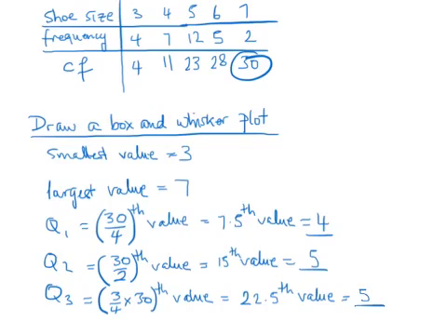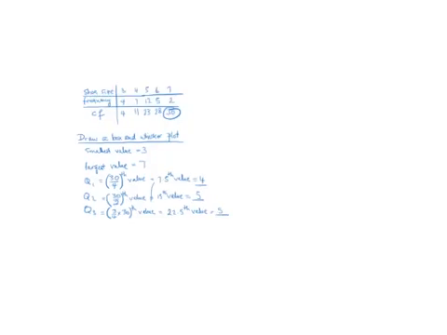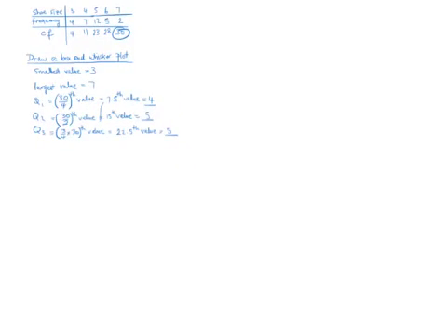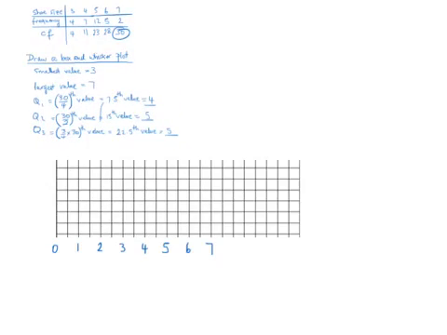Okay, so now we've got the smallest value, the largest value, Q1, Q2, Q3, and we want to draw a box and whisker plot. And you usually draw those on graph paper. So I'm just going to make this a bit smaller up here, and I'm going to bring in my graph paper now.